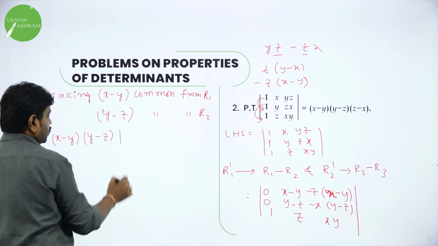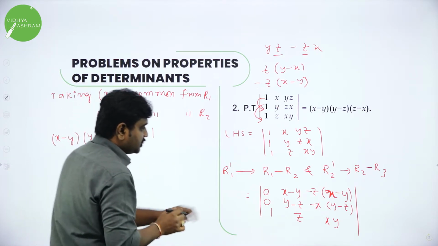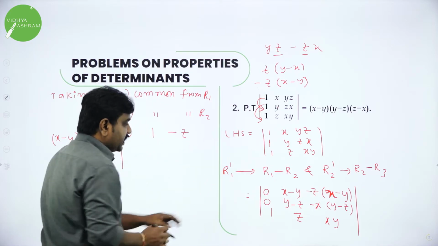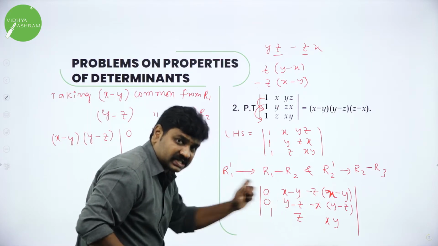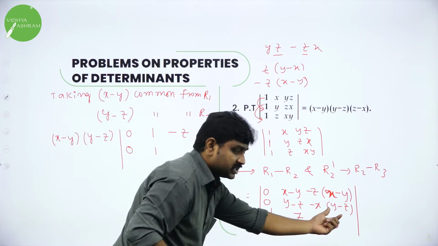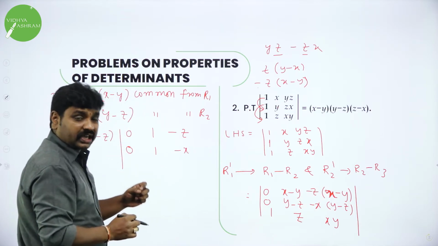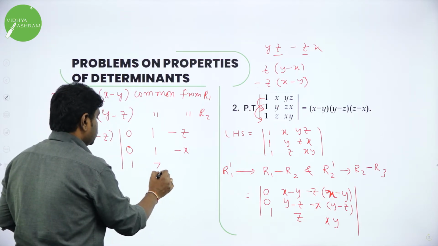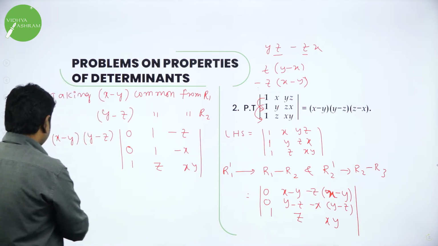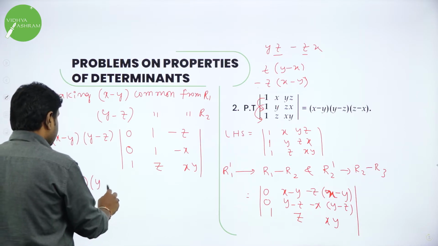So what is left? First row, because you took x minus y out, 0 remains 0, this will become 1, and here it is minus z. In the second row you are taking y minus z out, so y minus z common will become 1, and here y minus z is already out, it will become minus x. Now the last row, retain it, it will be 1 z x y. Now simplify this. If you simplify this, you will have x minus y into y minus z.